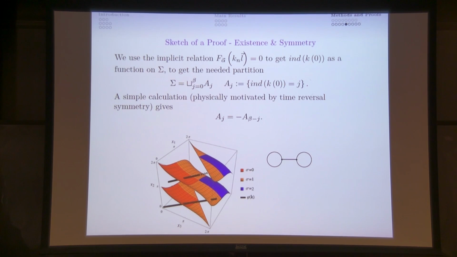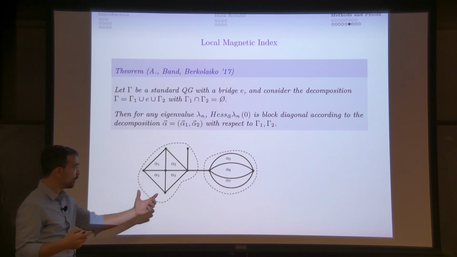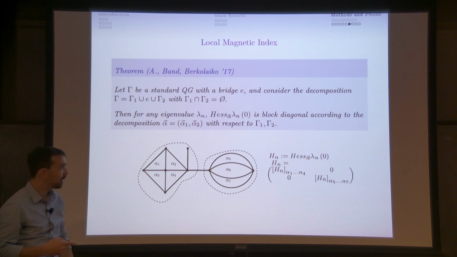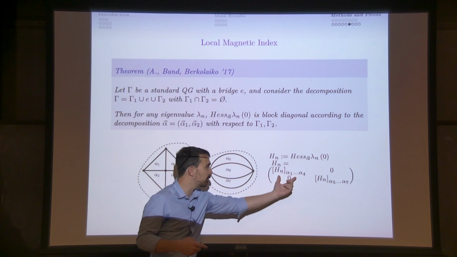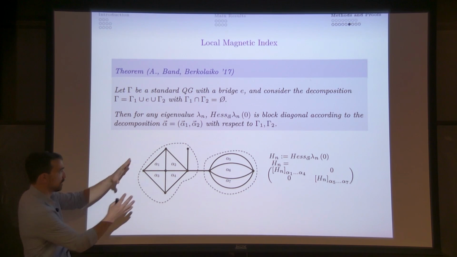How much time do I have? That's like the end of 2 minutes. So just a sketch of a proof for how we get the edge separation. In general, we show that whenever we have an edge separating a graph into two, then the Hessians are going to be block diagonal. And then we're going to talk about the index of each Hessian separately, which is a local thing. So now we can talk about what happens locally and not globally, like the nodal surplus, which is not something that we can relate to a certain part of the graph.